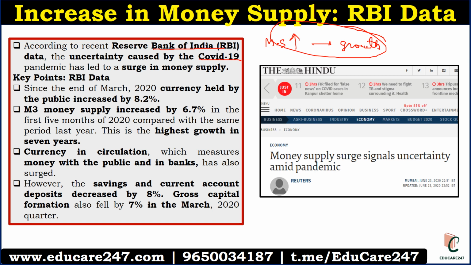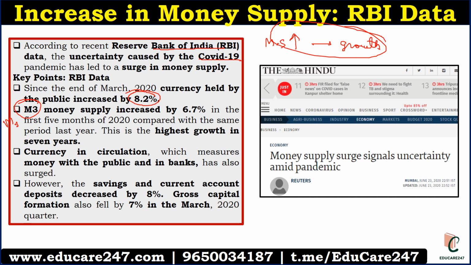Let us analyze the RBI data. Since the end of March 2020, currency held by public increased by 8.2%. M3, that is money supply, increased by 6.7% in the first 5 months of 2020 compared to last year, and this is the highest growth in 7 years. We'll discuss in detail what is M1, what is M2, what is M3 and what is M4.